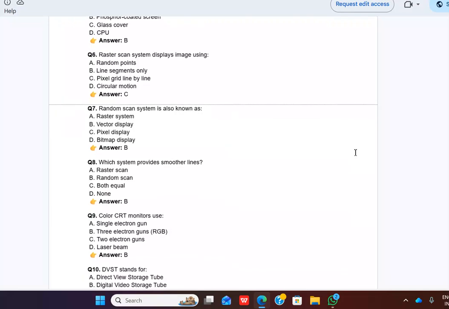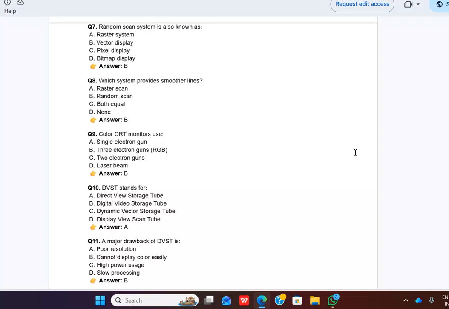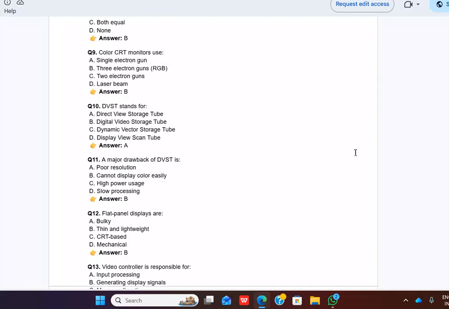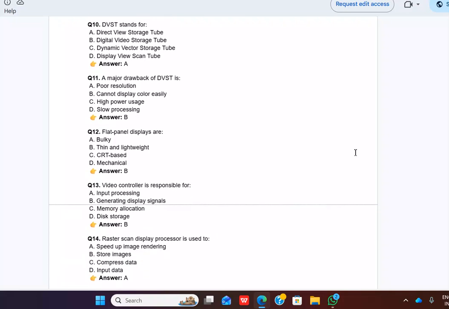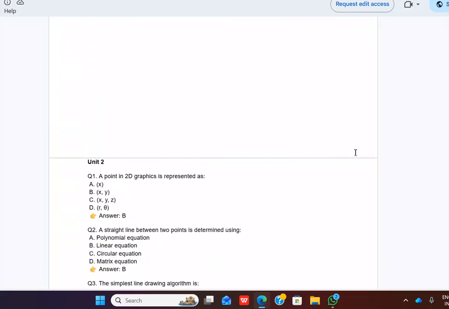Which system provides another line? B, three electron guns, RGB. DVST stands for A, direct view storage tubes. A major drawback of a DVST is B, cannot display color easily. Flat panel displays are B, thin and lightweight. Video controller is responsible for generating the display signal. Raster scan display processor is used to speed up image rendering. Which of the following is a graphic input device? C, light pen. That's a very simple question.